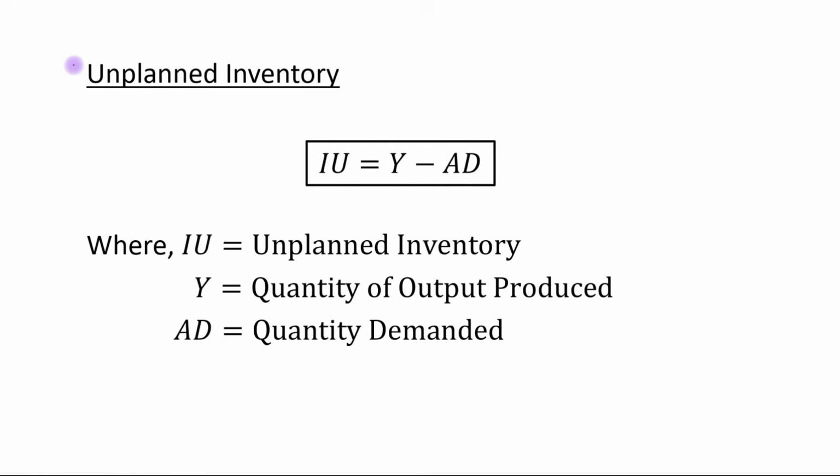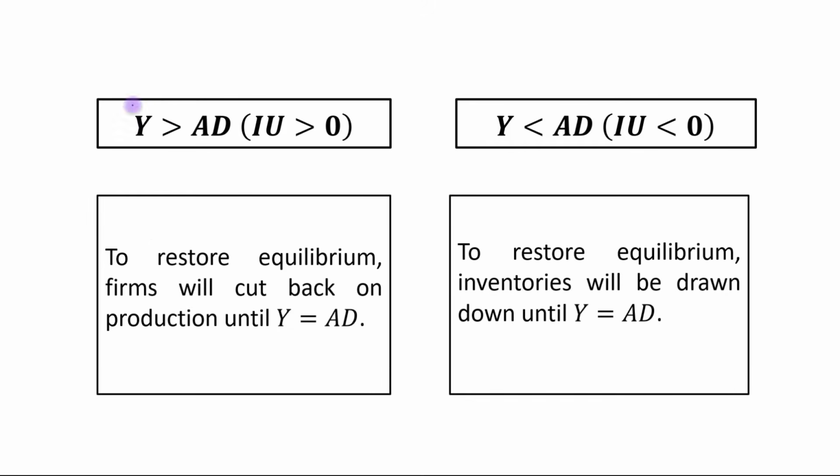Next concept is unplanned inventory. Unplanned inventory is denoted by IU, which is equal to output produced minus aggregate demand. There can be two situations.